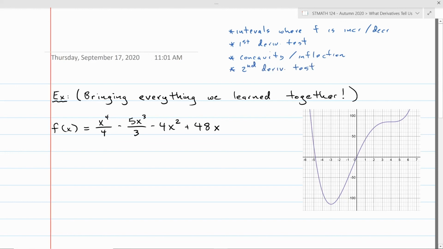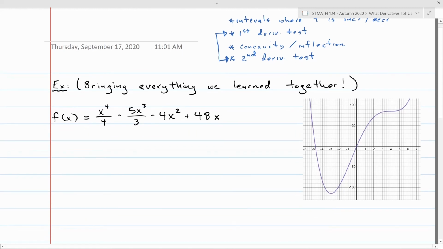The first derivative test and the second derivative test are answering the same question: do you have local mins and maxes at points? The second derivative test is usually easier to use when it works, but sometimes it doesn't work. But I'm just going to do all of it and see what happens.